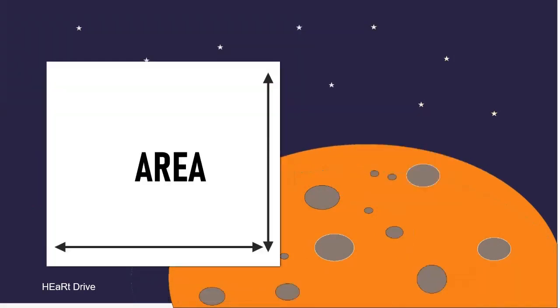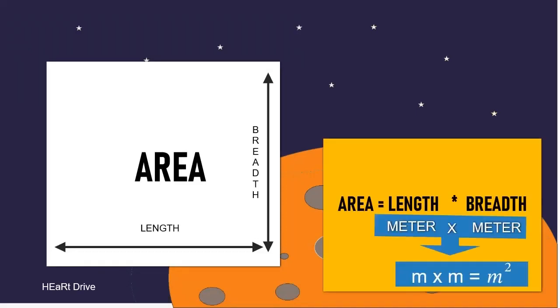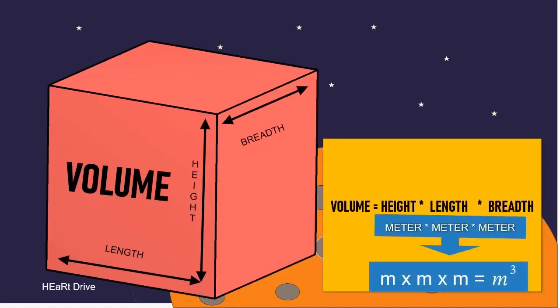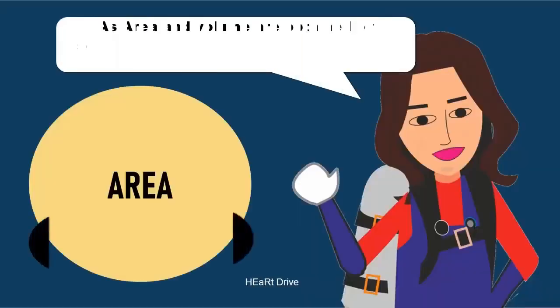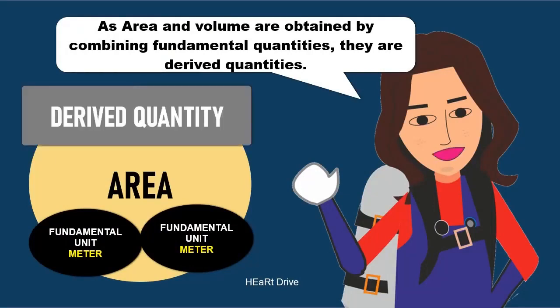Area. Area is a combination of length and breadth. So, the unit of area is meter square. Volume is equal to length into breadth into height. So, the unit of volume is meter cube. As area and volume are obtained by combining two or more fundamental quantities, they are derived quantities.